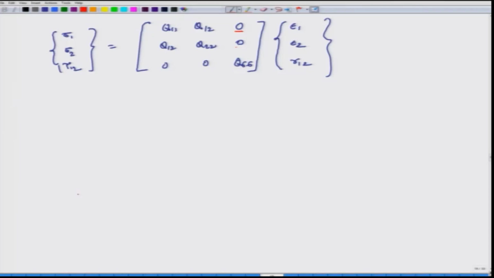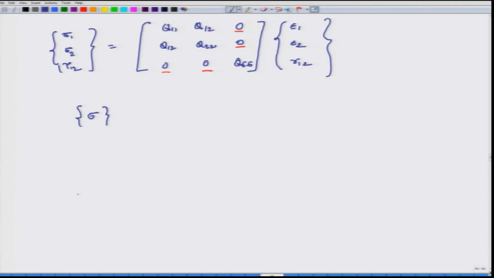because they show that the terms in the third column and in the third row, the first 2 terms in the third column and the first 2 terms in the third row, they are indeed 0. Had they not been 0, then extensional stresses would have also generated shear strains and vice versa, but because they are 0, it is ensured mathematically that extensional stresses will only generate extensional strains and shear stresses will only generate shear strains. I can abbreviate this entire equation in the following form.